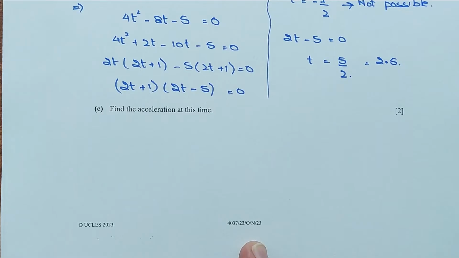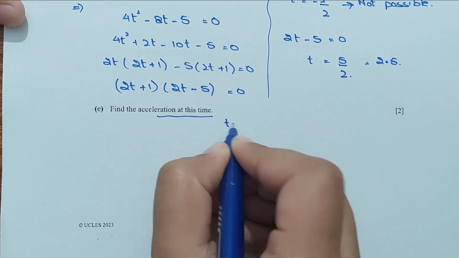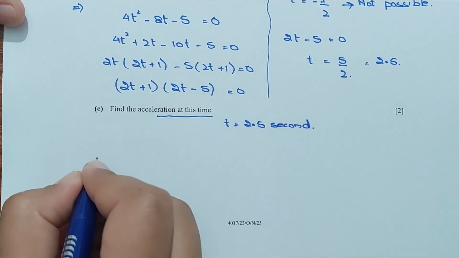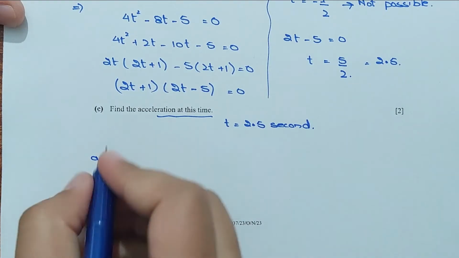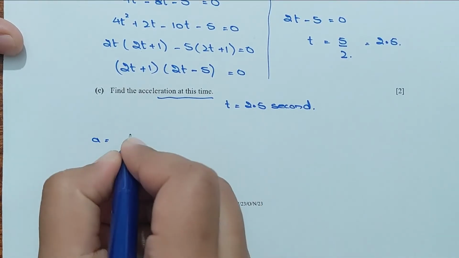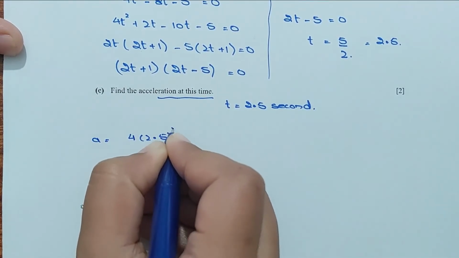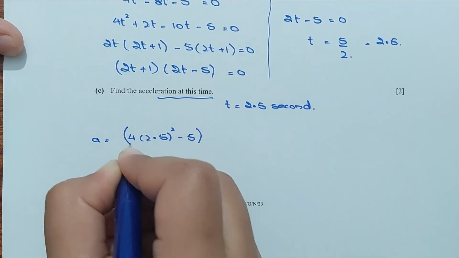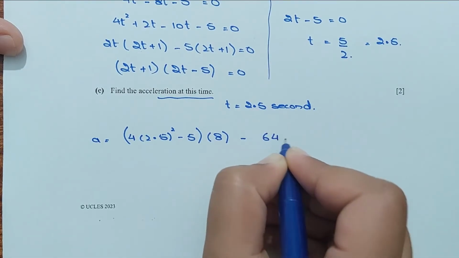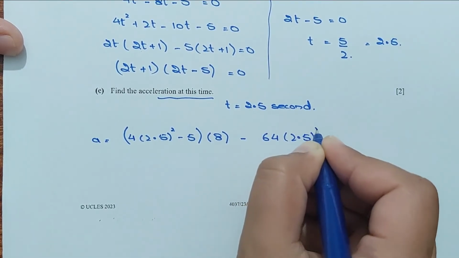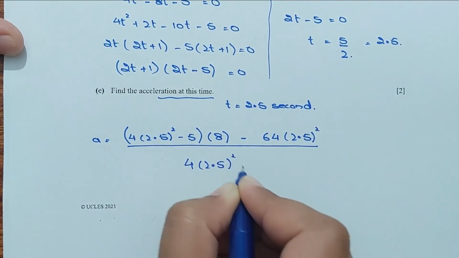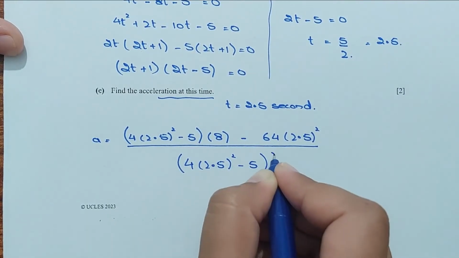Now for part C, find the acceleration at this time. So at this time, at t equals to 2.5 seconds, we have to find the acceleration. So the acceleration we got in the first part, which is this. So let me substitute the value of time over here. 4 into 2.5 square minus 5 into 8 minus 8 times 8 is 64, and t times t would be t square, over 4 times 2.5 square minus 5, and its whole square, right?